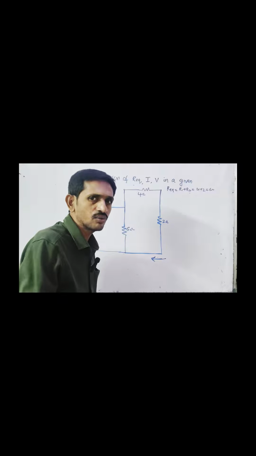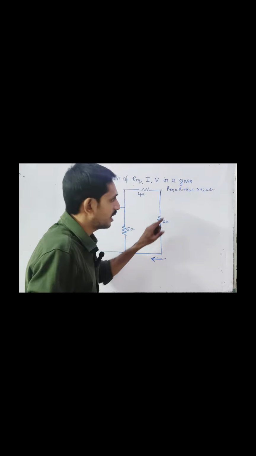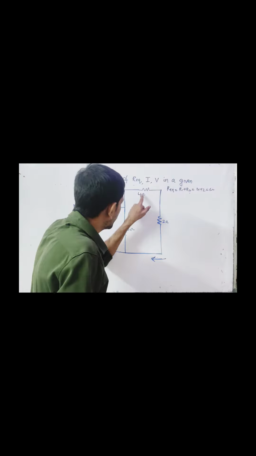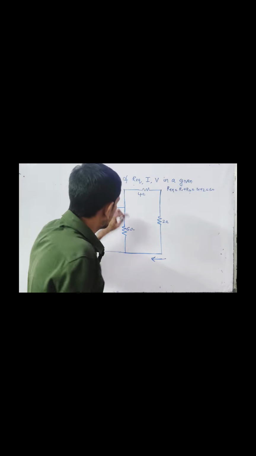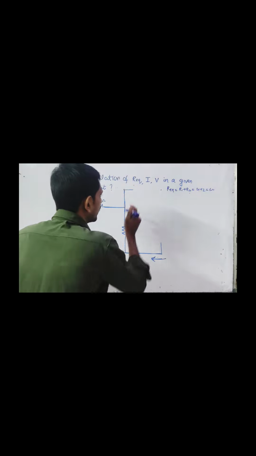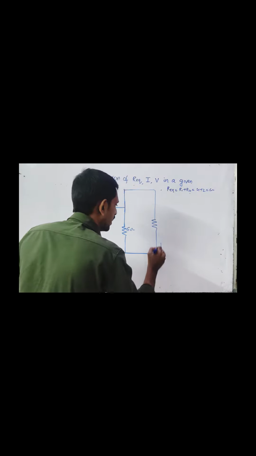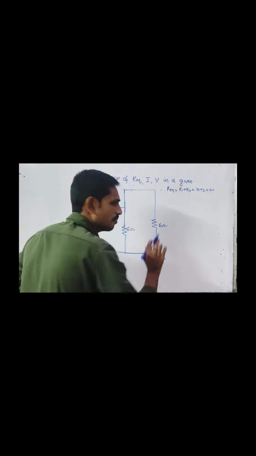Now we have to replace the 4 and 2 with this 6 ohm. That resistor must be connected where these two resistors were connected. Yes, we have replaced it across these two terminals only. My resistor is a 6 ohm resistor.